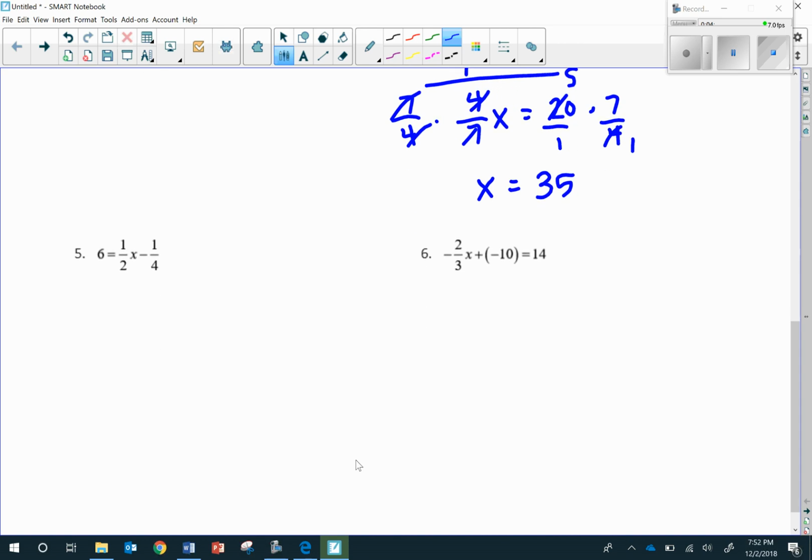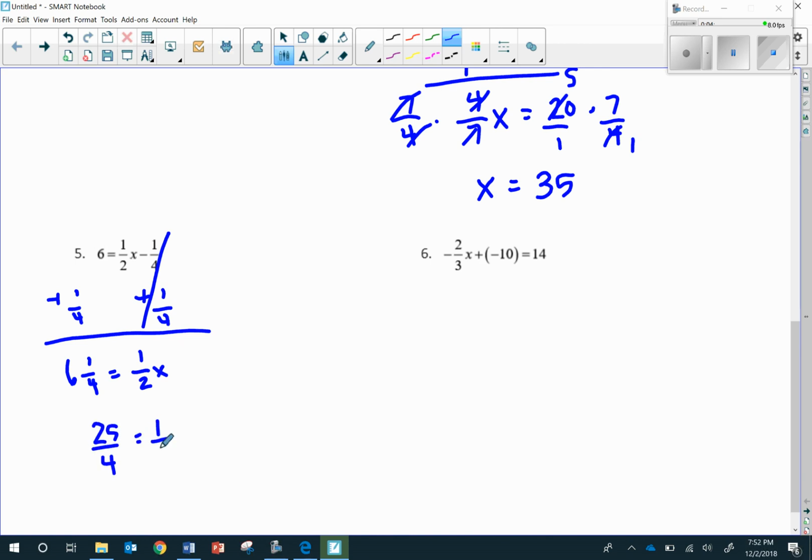Let's look at number 5. Again, this is a two-step equation. However, this time we're just dealing with fractions, but we're going to solve it the exact same way. So the first thing I'm going to do is get that half x by itself, and I'm going to add 1/4 to both sides. When I do that, that cancels, and I'm left with 6 1/4 equals half x. Now, I prefer to work with improper fractions when I'm multiplying fractions, so I'm going to change 6 1/4 to an improper fraction. When I do that, I get 25/4 equals half x.